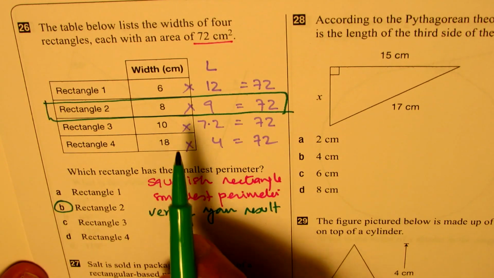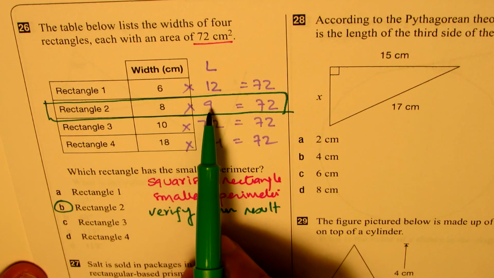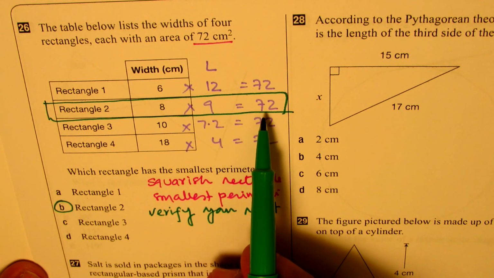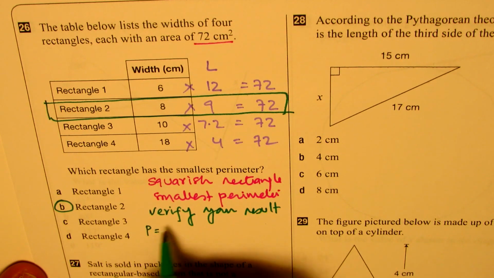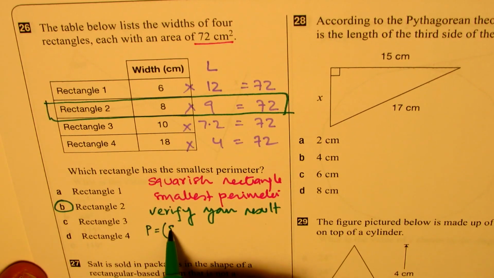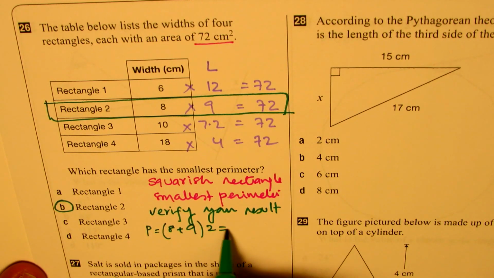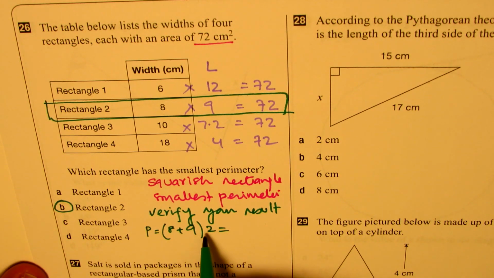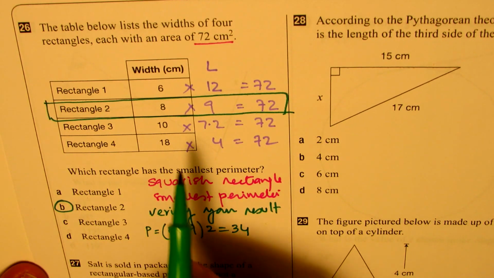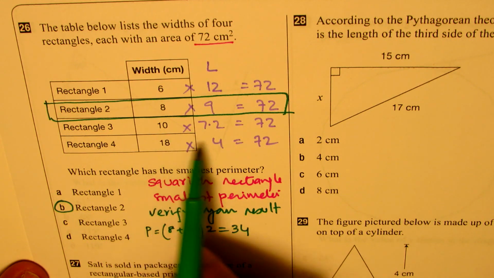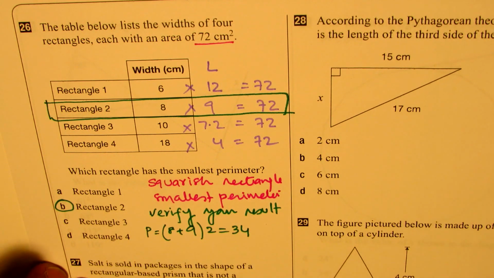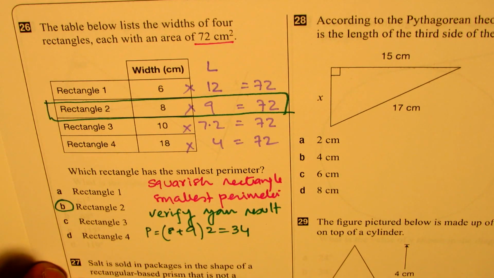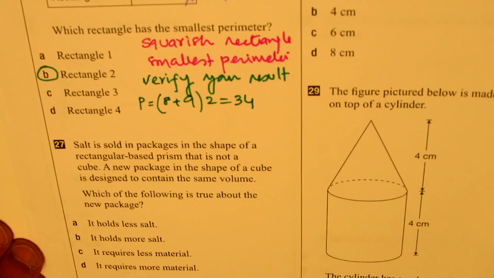What you could do is verify your result. How will you verify? Just add 8 and 9 and multiply by 2 to find the perimeter. You will see that this perimeter is smallest. So in this case, the perimeter is going to be 8 plus 9 times 2, right? Which is 17 times 2, 34. If you take the perimeter of any other, it will be much greater. Perfect. So that is very important to understand. I hope this concept is clear, right? It's a very important concept.